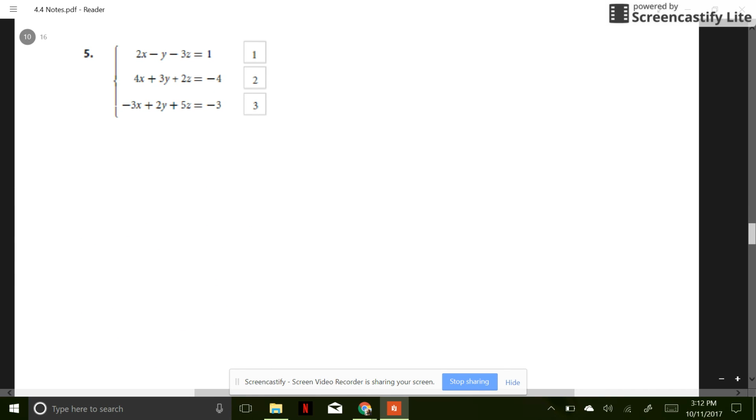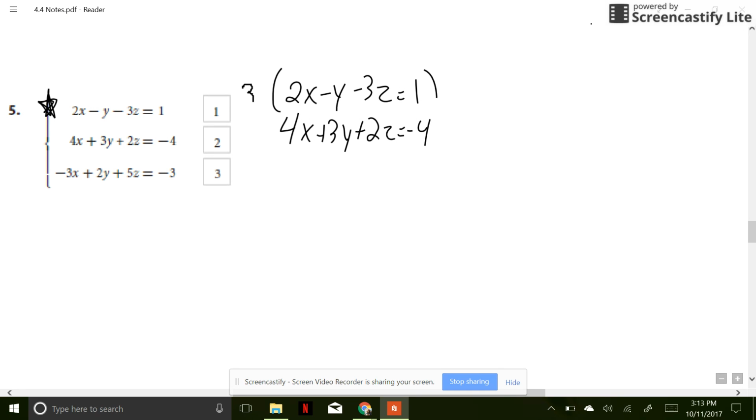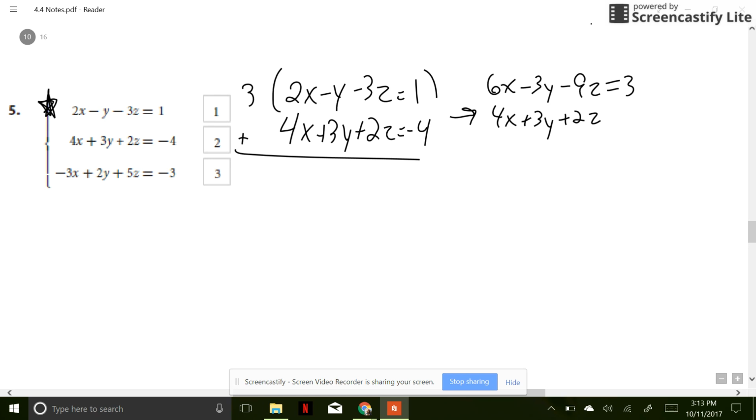Elimination here. Again, I look for the coefficient that's 1, so I'm going to use the first equation again. I'm going to eliminate the y's. So if I take my first equation, 2x minus y minus 3z equals 1. Start with the second equation, 4x plus 3y plus 2z equals negative 4. So in order to eliminate the y's, I'll need to multiply this top equation by 3 so that my coefficient is the same. And then since this is already a negative y and this would be a positive, we could just add them. So over here, I'm going to distribute that 3: 6x minus 3y minus 9z equals 3, 4x plus 3y plus 2z equals negative 4.